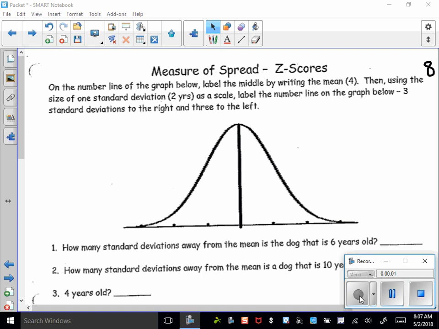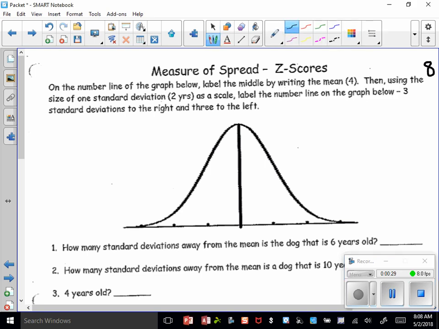On page 8, you'll see the measure of a spread, and we call this a normal distribution. We're only going to be going out 3 standard deviations to the right and 3 standard deviations to the left. So first thing we're going to do is read what it says at the top. It says, on the number line of the graph below, label the middle by writing the mean number, which is 4. So this number here is 4.